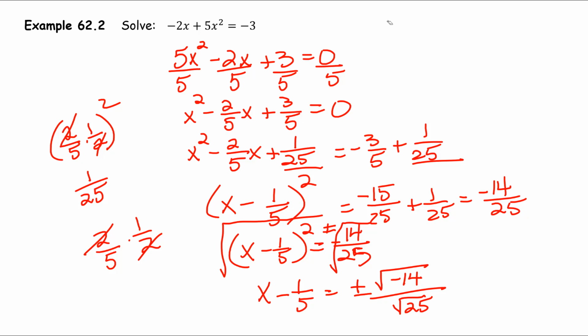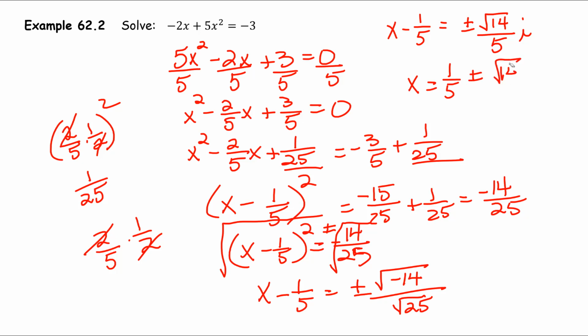So I'm going up top. X minus 1/5 is equal to plus or minus the square root of 14 over 5i. Add 1/5 to both sides, and you get x by itself. And this is your answer, with the real part first and the imaginary part second, completely separate, using Euler's notation. And that is how it's done. So that's complex roots of quadratic equations.